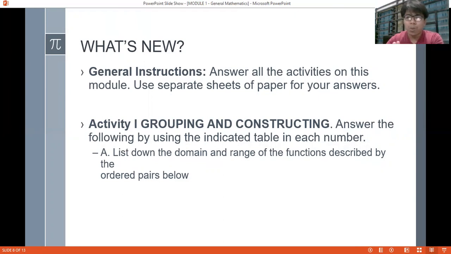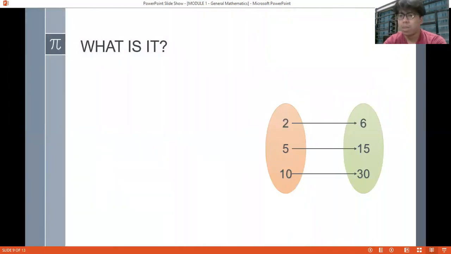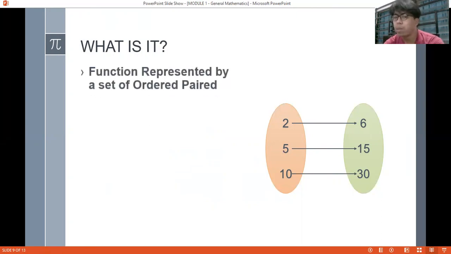Okay, class. So we have done your first activity. Let's start our discussion. Okay, so what is it? As you can see in my presentation, we have 2, 5, 10 on the left side, and 6, 15, 30 on the right side. We all know that function is represented by a set of ordered pairs. Earlier we discussed the set of ordered pairs. So meaning to say, function can be represented in a set of ordered pairs.